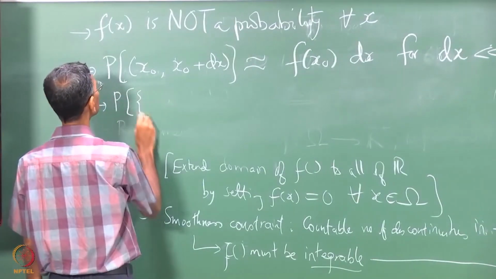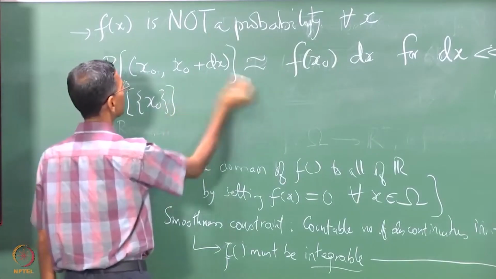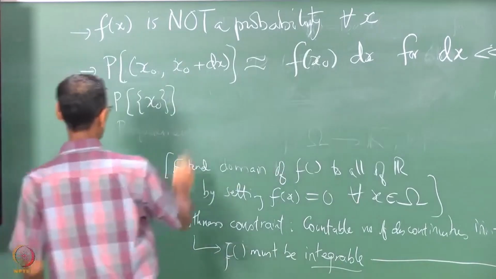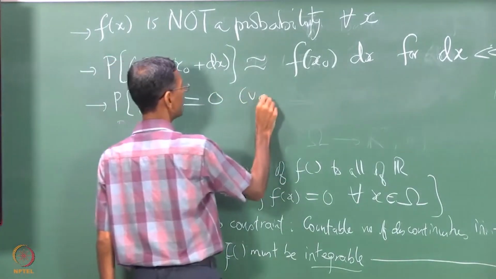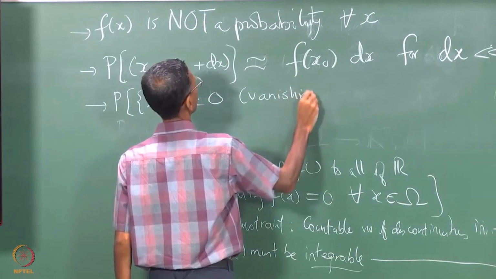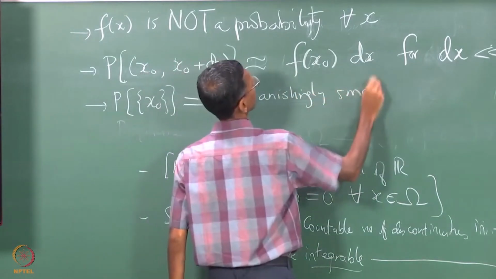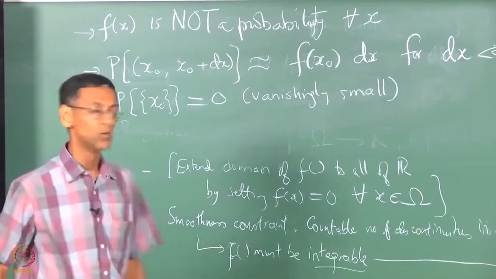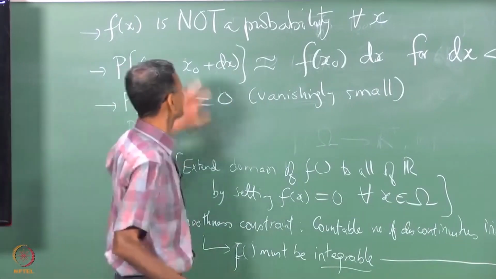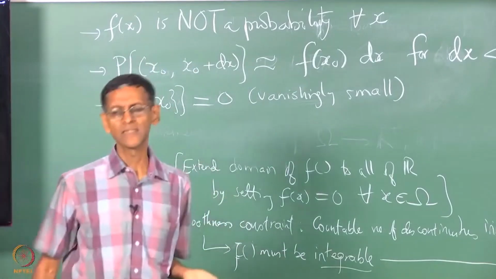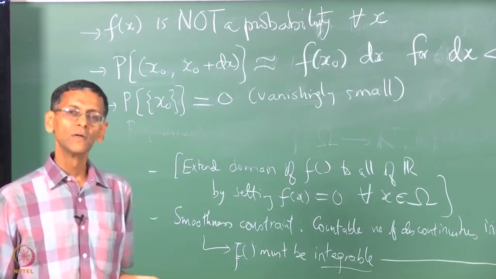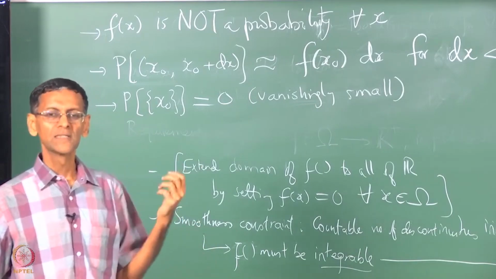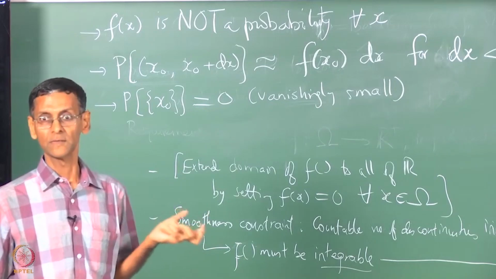P of this x naught, for any x naught in omega wherever, I said 0, but you can think of it as being vanishingly small. So if I make this dx go to 0, yes, the right side does in fact go to 0, but that is not to say that this x naught is a null event. It is not a null event, right? So here we have an example of getting 0 probability for something which is not a null event, remember?